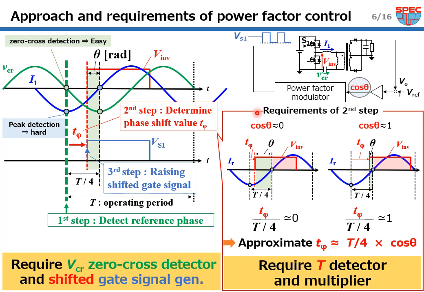Next, I consider requirements of second step. These are main forms for each cos theta. In the case of cos theta nearly 0, this ratio is nearly 0. In contrast, in the case of cos theta nearly 1, this ratio is nearly 1. For these reasons, in this study, I'll approximate T phi as a quarter of the period multiplied by cos theta. Therefore, it requires an operating period T detector and a multiplier to implement.